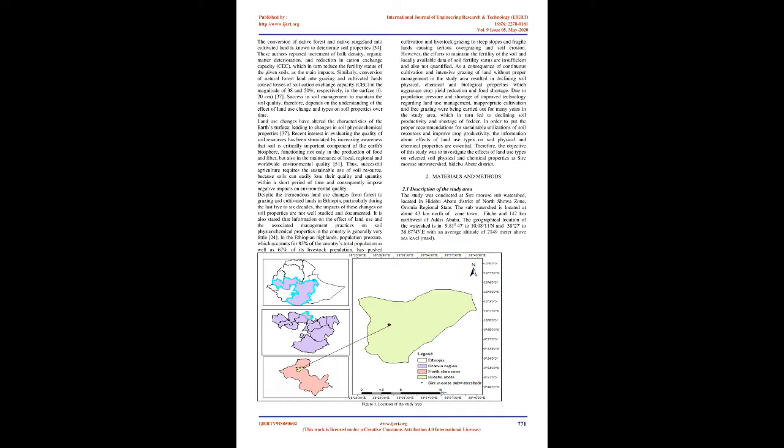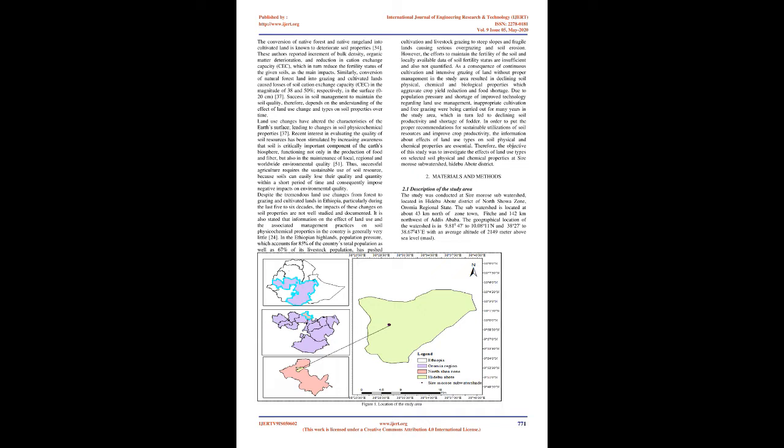The country loses an estimated $1 billion per year from both on-site and off-site changes. The conversion of native forest and native rangeland into cultivated land is known to deteriorate soil properties [34]. These authors reported increment of bulk density, organic matter deterioration, and reduction in cation exchange capacity, CEC, which in turn reduce the fertility status of the given soils, as the main impacts.